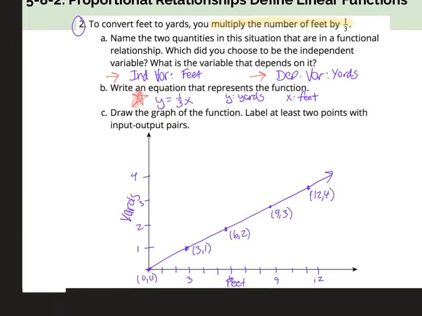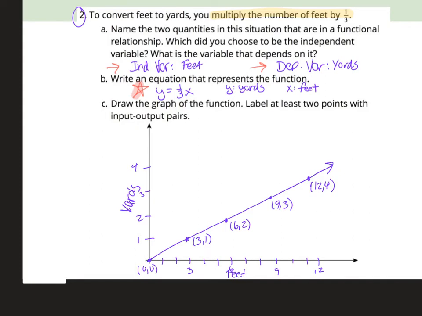Down here on the graph, feet is our independent variable, so that's going to be on our x-axis. Yards is our dependent, that's on our y-axis. And I drew a line with some points that would match my equation. For example, 3, 1. 3 times 1/3 is equal to 1. Or 6, 2. 6 times 1/3 is equal to 2. So it all represents the same function.